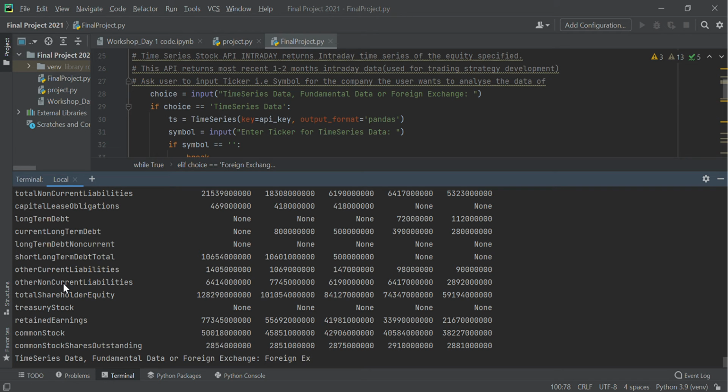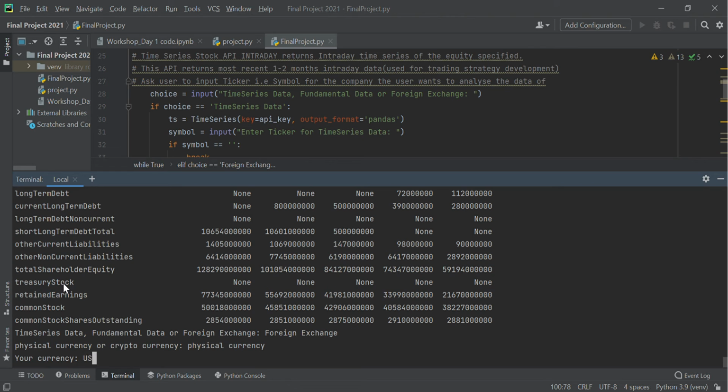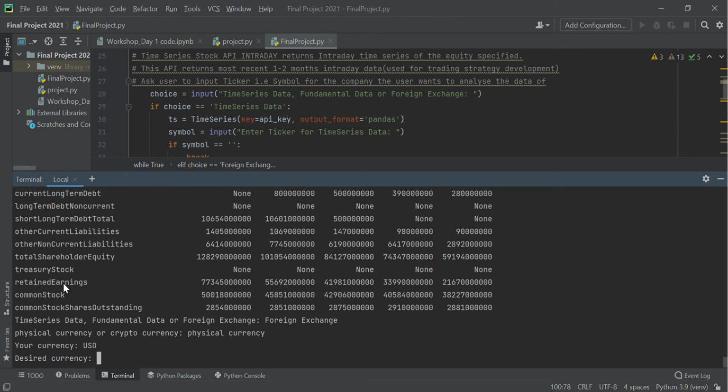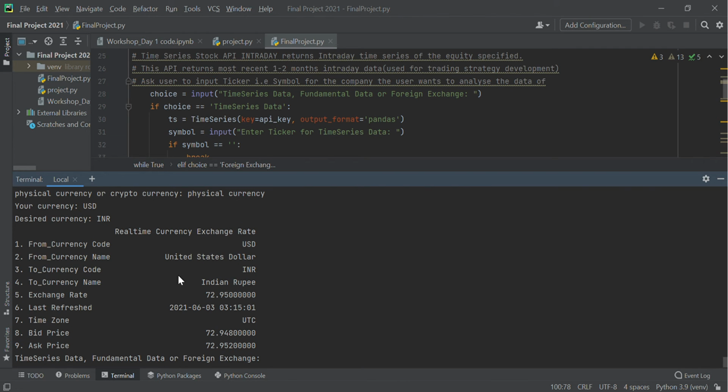So I will go for foreign currency. Basically, it asks whether you want to go for physical currency or digital currency. First, I would go for physical currency. I would want to see how much 1 USD costs in Indian rupees, and it gives me the real-time currency exchange rate, that is 1 USD costing 72.95 rupees.